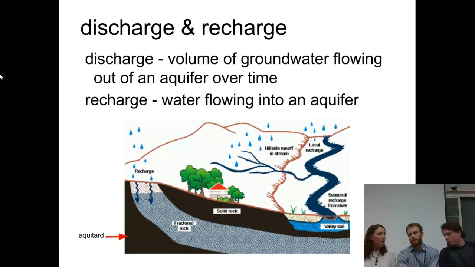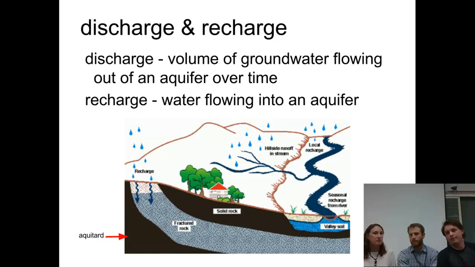Now thinking about how the water gets into this saturated zone, and actually we haven't given the saturated zone a name yet. So we've got the unsaturated zone, the water table, the saturated zone, and this saturated zone has a name, and it's called an aquifer, right? So we have water flowing through this aquifer.